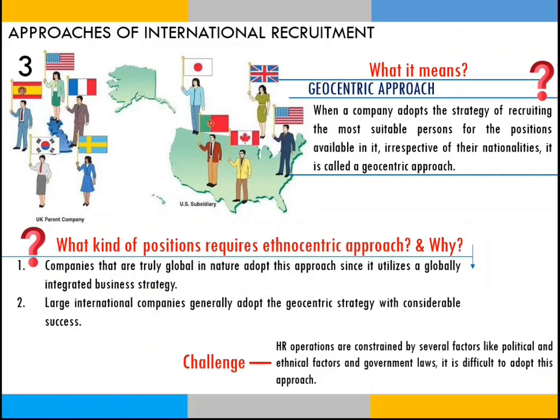Now, what kind of positions require the geocentric approach? Companies that are truly global in nature adopt this approach since it utilizes a globally integrated business strategy, and large multinational companies generally adopt the geocentric approach with considerable success. The only challenge from the HR point of view is that HR operations are constrained by several factors like political, ethnical, and government laws, and it's difficult to adopt this approach. From a viewpoint of HR, it has its own challenges because people who are coming from diverse economic, socio-cultural backgrounds, making them work together in itself is a great challenge.